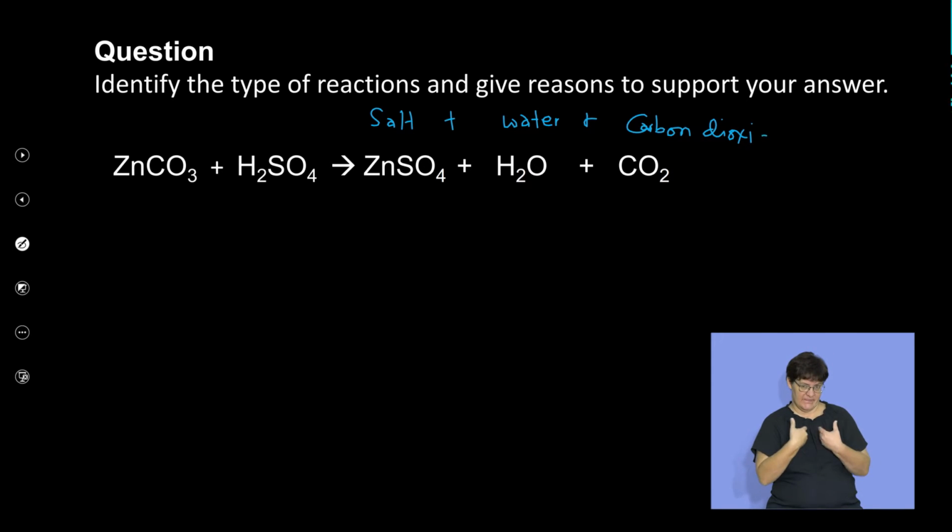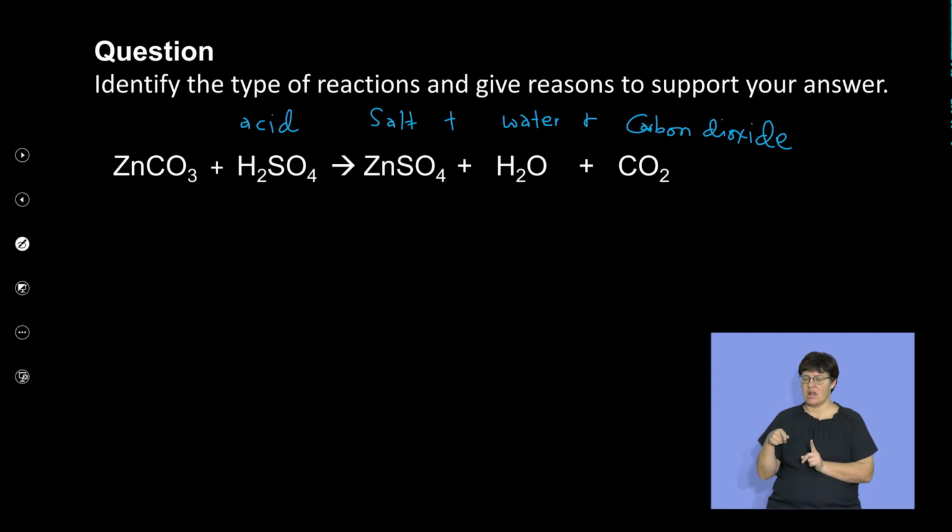Okay, so we were trying to work backwards. If a salt is one of the products formed, it means that an acid should have been one of the reactants. So we would identify sulfuric acid as an acid, right? But for us to get carbon dioxide, here we also want to recognize that this is a metal carbonate. Zinc carbonate is a metal carbonate.